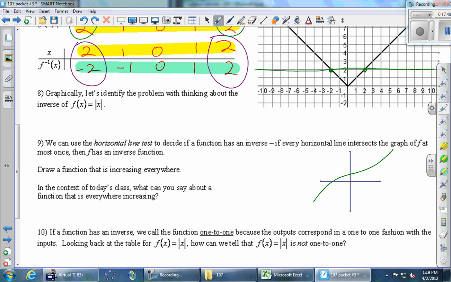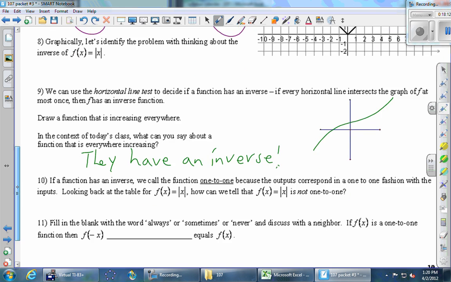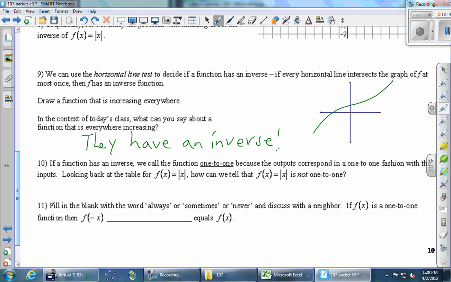What do we think about that green function right there? It has an inverse. Yes? Because horizontal lines can't hit it twice because you didn't let it turn around. Right? If it's going up the whole time, never has a chance to come back down. So they have an inverse. Okay, we'll go to Hazen for 10.